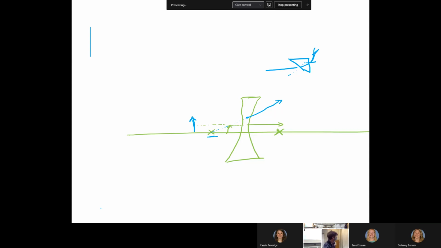And yes, we could check the third ray as well. For a lens, the third ray goes from the object through the center of the lens, and it passes through undeflected. I'm a little off there. Oops, oh no, shoot, okay, well, life goes on.